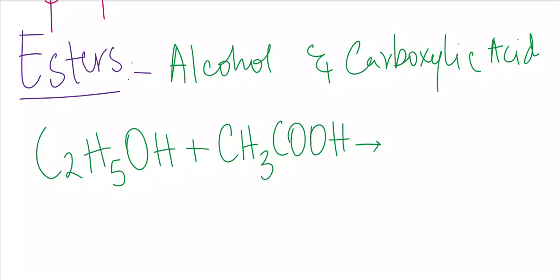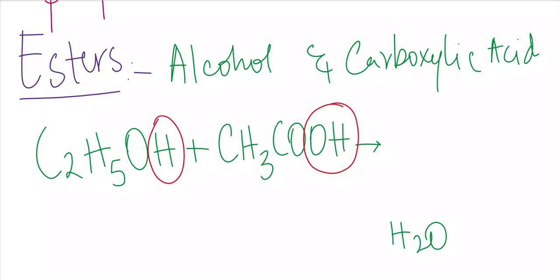A water will be removed from this one. So when water is removed, we have ethyl ethanoate. How is ethyl ethanoate formed? By the removal of water. The hydroxyl group is removed from here, you can see that. From the carboxylic acid, the hydroxyl group is removed and hydrogen is removed from the alcohol. So this will form a water molecule.